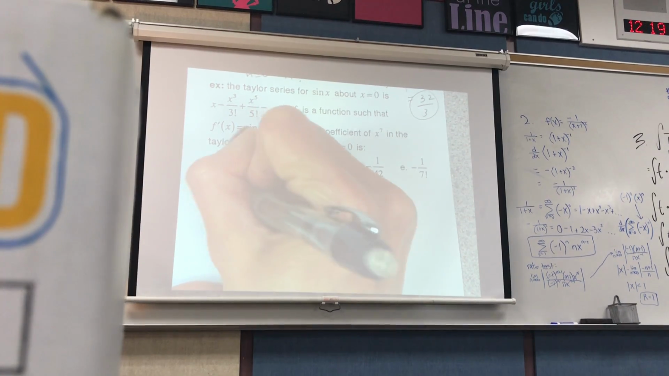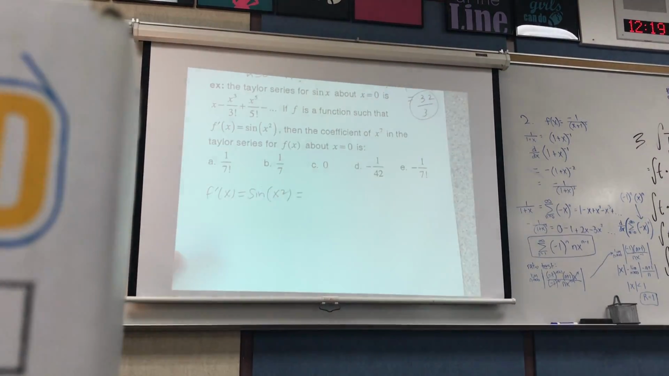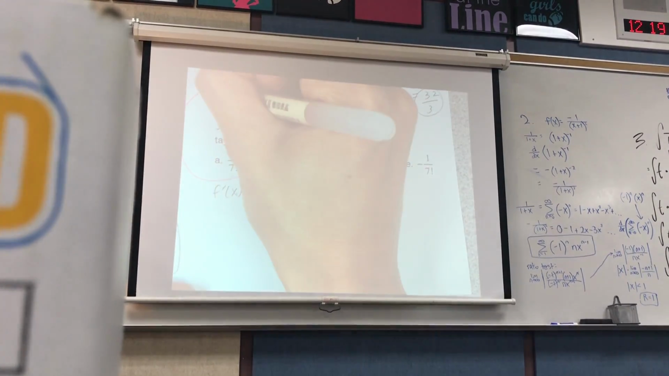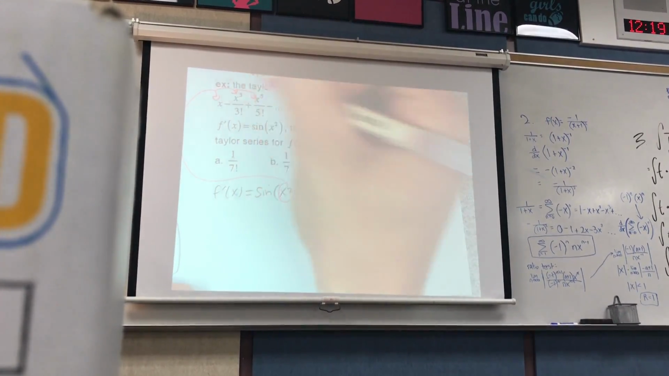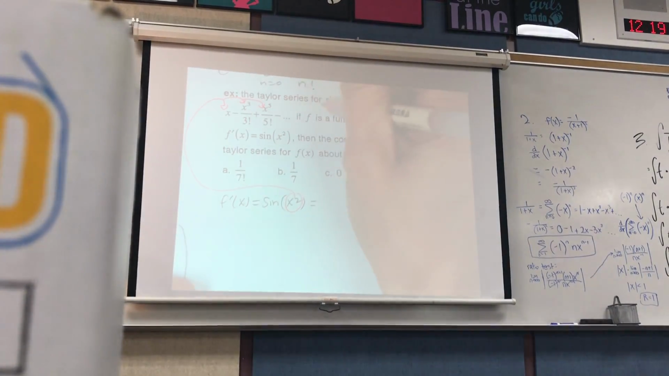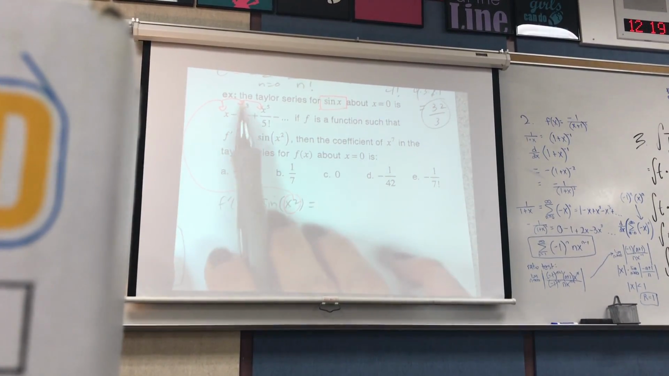Okay, let's write this down. F prime of x equals sine of x squared. So guys, we're going to take x squared. Since sine is this, and we have sine of x squared, we're going to take x squared and plug in.